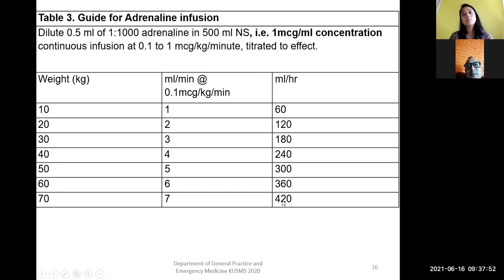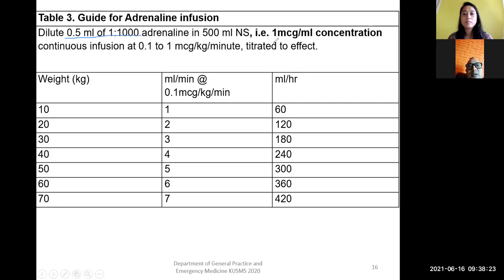This may be a bit cumbersome calculation. So to make life easy, we have a table. This is a guide for adrenaline infusion. As described earlier, we'll dilute 0.5 ml of 1 in 1000 adrenaline in 500 ml of NS, which will give a 1 microgram per ml dilution. And this has to be continuously infused starting from 0.1 to 1 microgram per kg per minute.